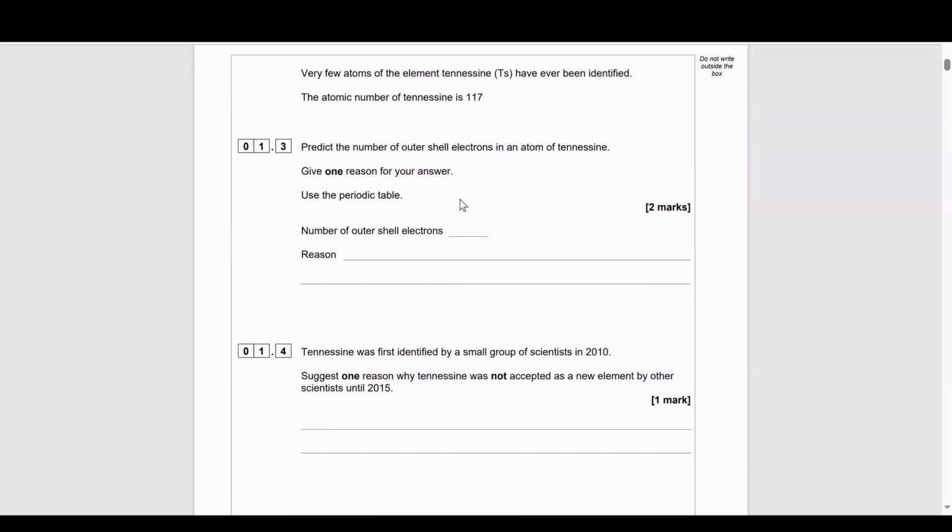1.3. Very few atoms of the element tennessine have ever been identified. The atomic number of tennessine is 117. Predict the number of outer shell electrons in an atom of tennessine. Give one reason for your answer. Use the periodic table. So if we look and find the periodic table now, look for tennessine, we realize that tennessine is in group 7.